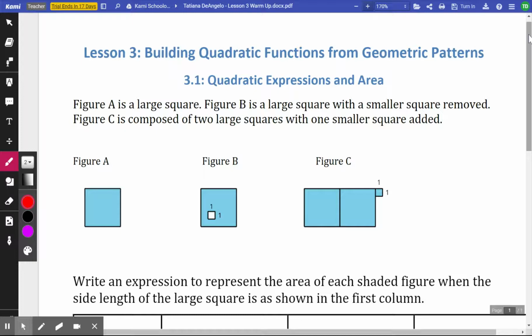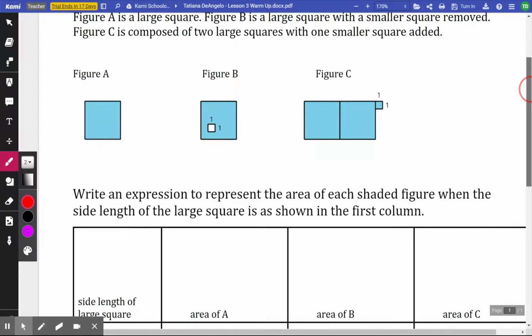All right, so looking at this warm up, it says figure A is a large square. Figure B is a large square with a smaller square removed. You see that here. It says figure C is composed of two large squares, 1, 2, with one smaller square added. Okay, cool. So that's all the information I need so far.